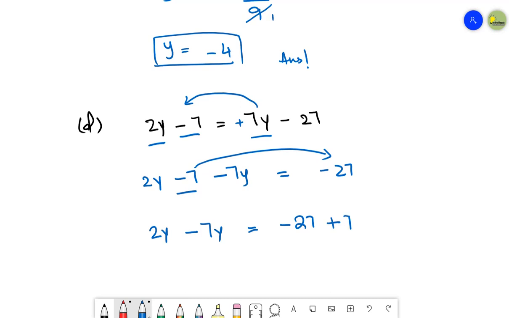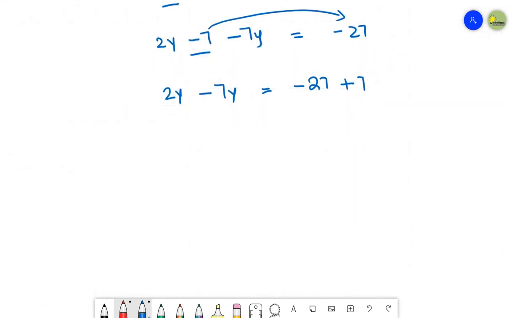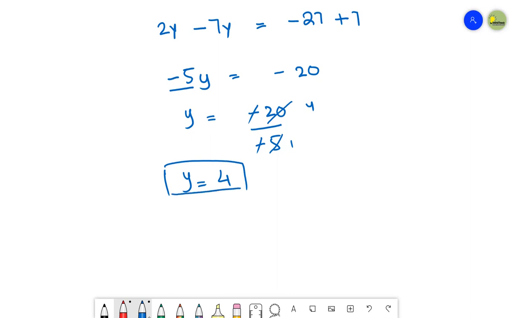When minus 7 is shifted to the other side, the sign will be changed. It will be plus 7. 2y minus 7y gives you minus 5y equals to minus 20. Now, you can move this minus 5 to the denominator in order to find out the value of y. So, minus 20 divided by minus 5. Minus minus is cancelled. 5 ones are 5, 5 fours are 20. So, y equals to 4. This is going to be the answer of this particular part.